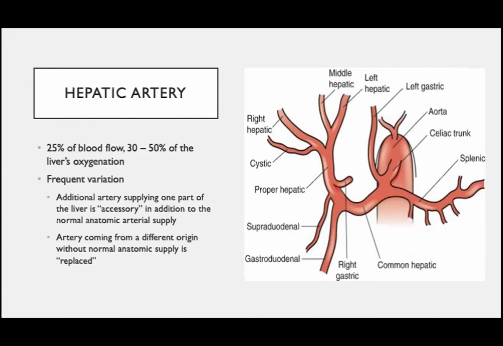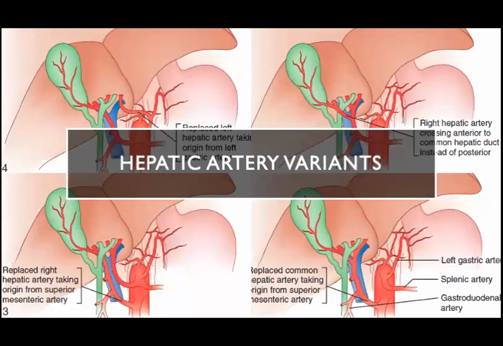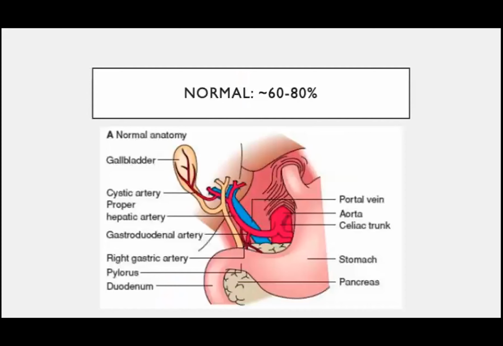There are frequent variations in the anatomy of the hepatic arteries, and these are very testable. If there's an additional artery supplying one part of the liver, in addition to the normal anatomic artery, it's called accessory. If it's coming from a different origin without a normal anatomic supply, it's replaced. So here are our variants. We'll go through them, then we'll circle back.